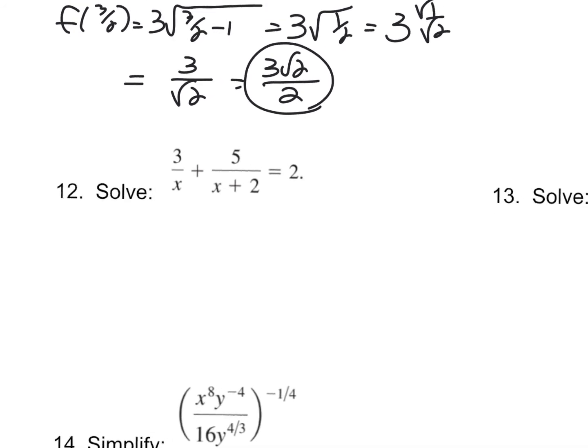It says solve here. I'm going to multiply through by the LCD. First of all, tell what x cannot equal. X cannot equal 0 or negative 2. So let's multiply the whole thing by x and x plus 2, every single term.